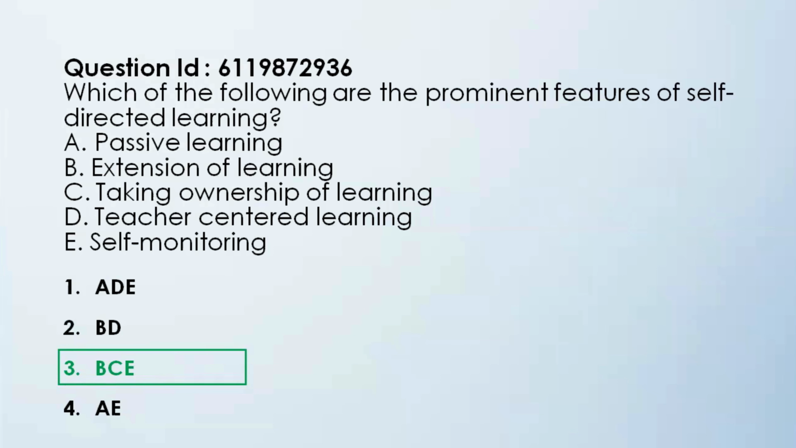Self-directed learning can also be thought of as student-centered learning. The main initiative for learning here is from the side of the student and not from the end of the teacher, right? So that is self-directed learning. In self-directed learning, there is no passive learning, there is active learning. The student wants to learn by themselves. So there is extension of learning, there is taking ownership of learning, and of course, the statement D, it's not teacher-centered learning, it should have been student-centered learning. That's why you don't see the statement D in the correct answer. And finally, it follows with self-monitoring.